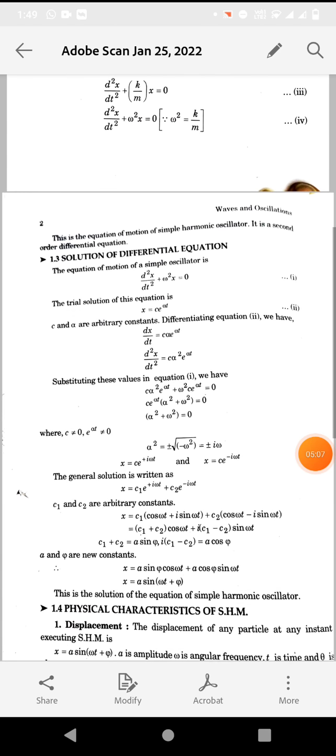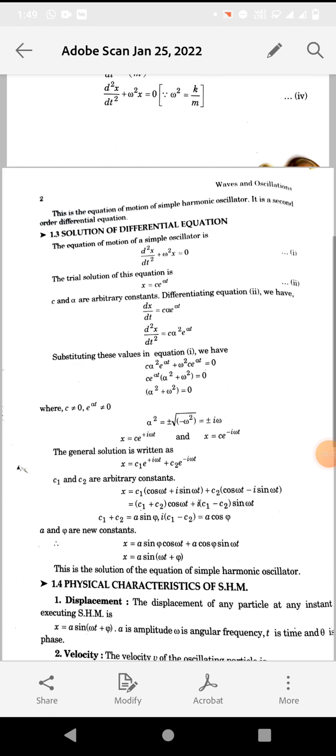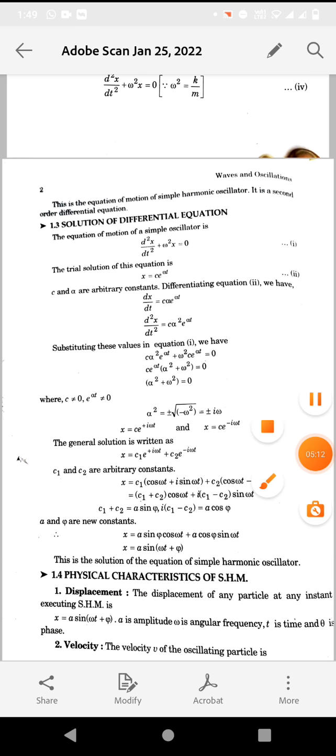So we use the trial solution method. We consider x is equal to c into e power alpha t. So find dx by dt and again find d square x by dt square, and substitute the values of x, dx by dt and d square x by dt square in the equation d square x by dt square plus omega square x is equal to 0.